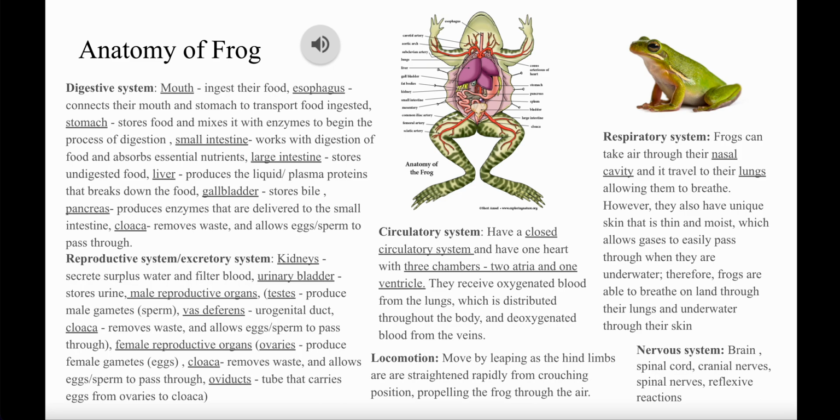So their testes, basically like any other animal, is what produces the male gametes in this, which is sperm. The vas deferens are their urogenital duct, and then the cochlea, just as I said, removes waste and allows eggs and sperm to pass through in their reproductive systems.